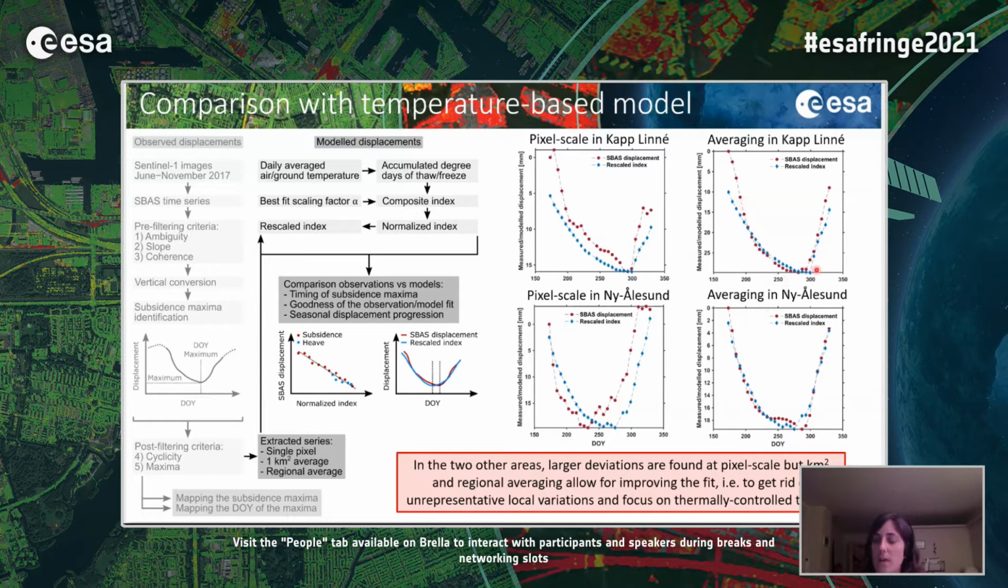So again, of course, there are still some deviations, but because the model is representing only a thermal variation, while InSAR is measuring all other processes occurring in the ground in relation with the ice formation.